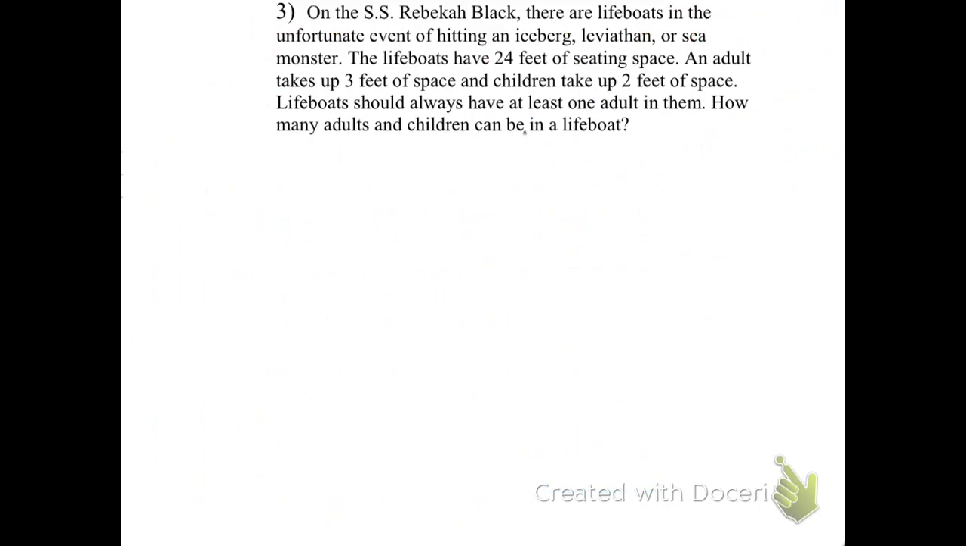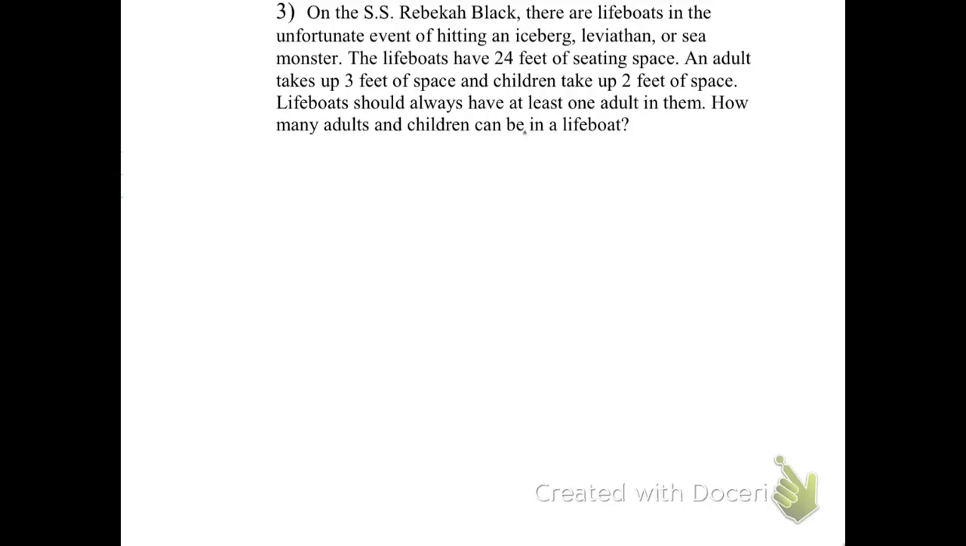Okay, there was 2. Let's move on to number 3. This one's a story problem. You have to write an inequality that describes the situation. So the SS Rebecca Black has lifeboats. They have 24 feet of seating space. Adults take up 3 feet of space, and the children take up 2 feet.